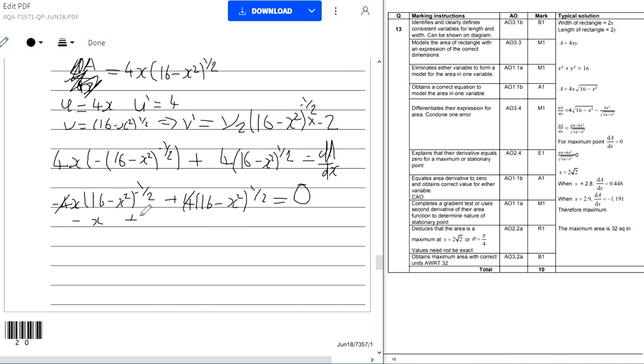So if I do that, I get minus x plus (16 minus x squared) to the half divided by (16 minus x squared) to the minus a half. So we add the halves and we get a whole: 16 minus x squared equals 0. And now we have a quadratic: x squared minus 16 plus x. Not the best order to write it, but whatever.